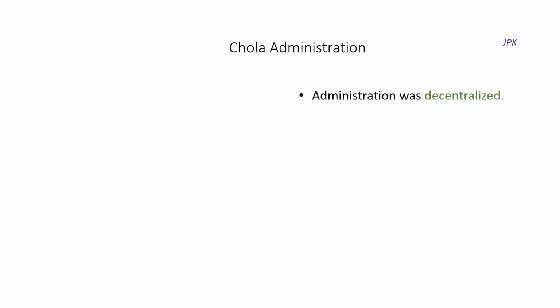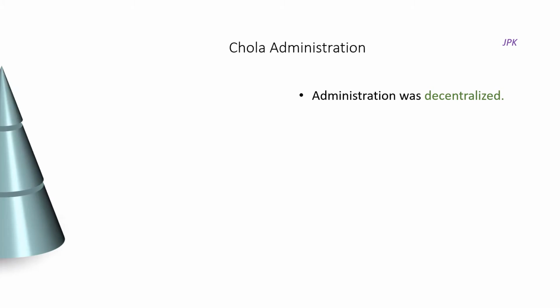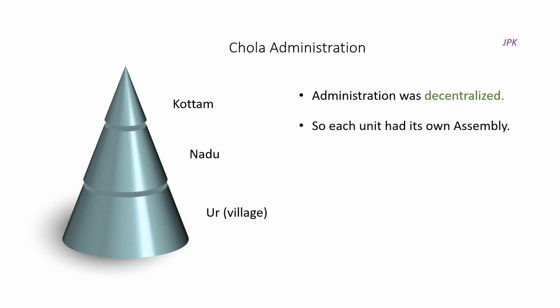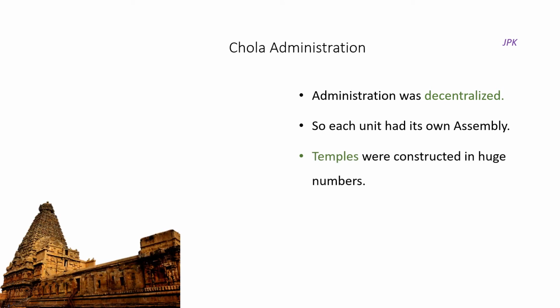When we look into the Chola administration, it was clearly decentralized, each unit looking after itself. At the base is the Ur and Kottam on top. The Chola rulers built many temples and sustained them with huge donations. Chola kings granted villages as gifts to the Brahmins, which were called Brahmadeya.